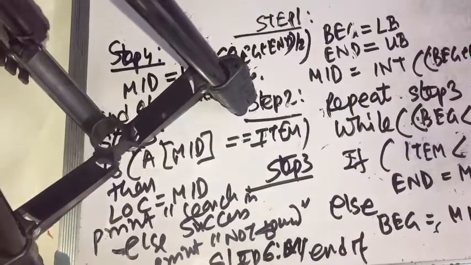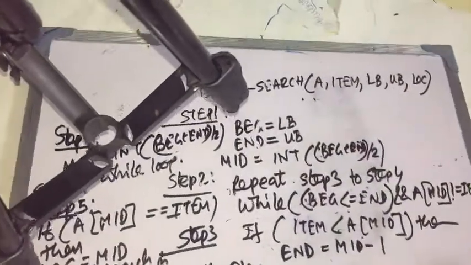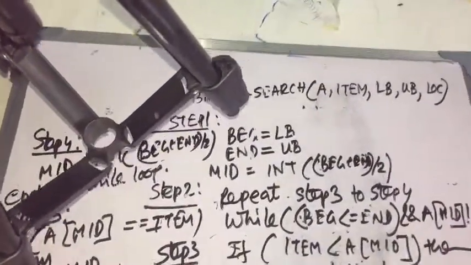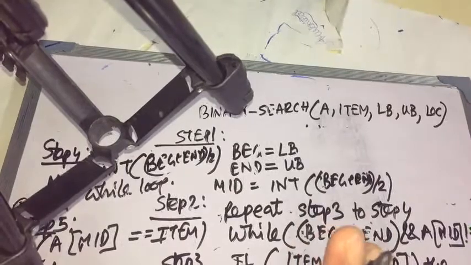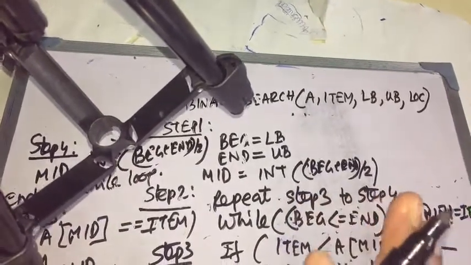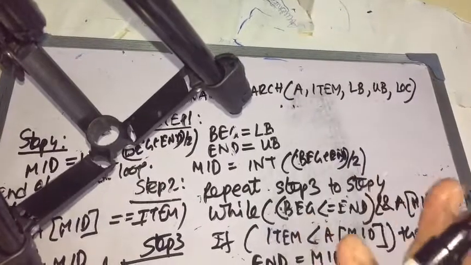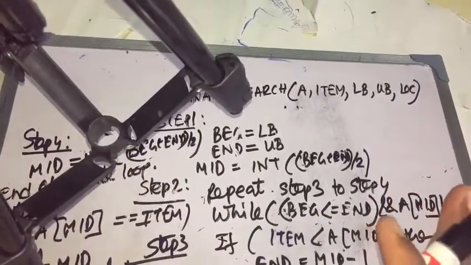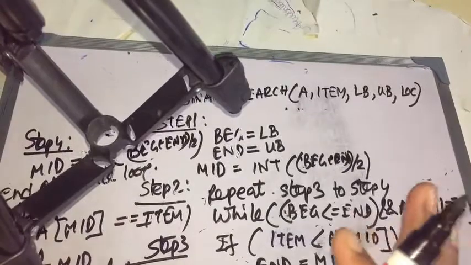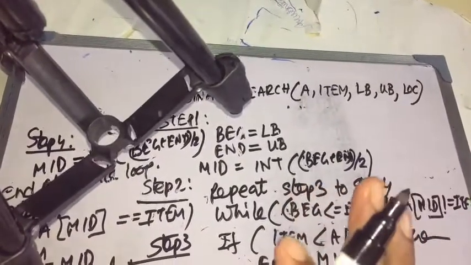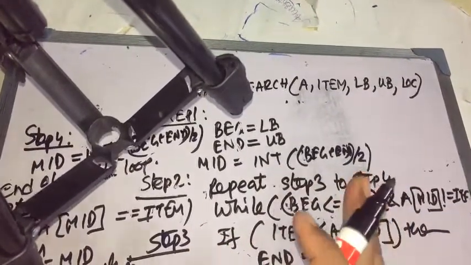So there are 6 stages of the non-recursive binary search. The first step is the name of the binary search algorithm, with parameters A and item. A is the name of the array, item is the data to be searched, LB is the lower bound of the array, UB is the upper bound, and LOC is the position where the element is found or not.